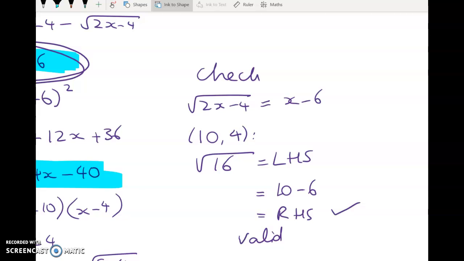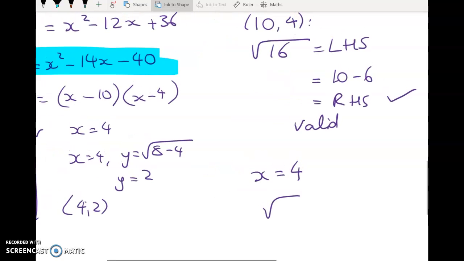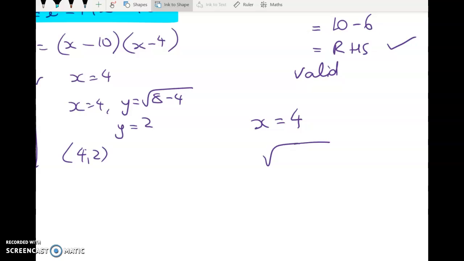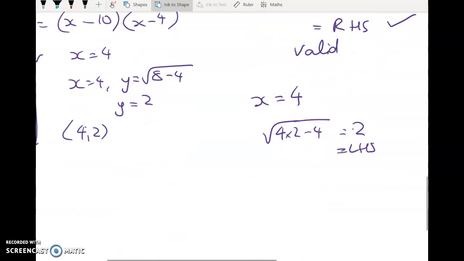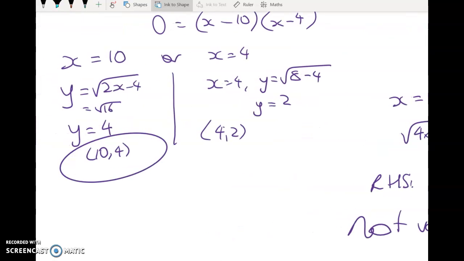And then the next one is if we check out what happens at 4,2, we get, what do I get? Root 4 times 2 minus 4 is equal to 2, which is my left-hand side. But on the right-hand side, I get 4 minus 6 is equal to negative 2, which is not equal to the left-hand side. So it's not valid. So there you go. So the point that we're after is this one here, which is 10,4. So 10,4 is the only solution.